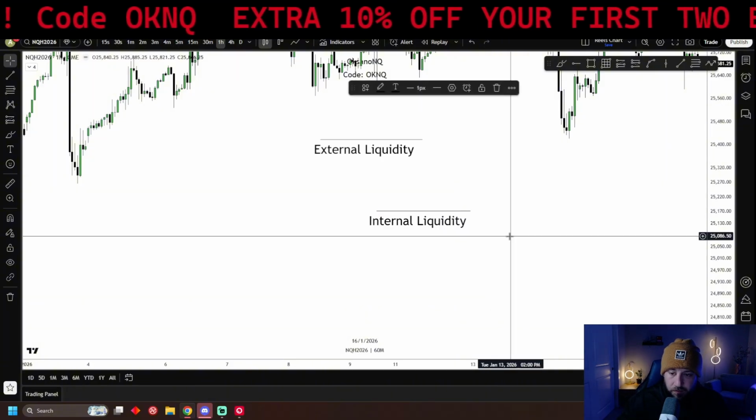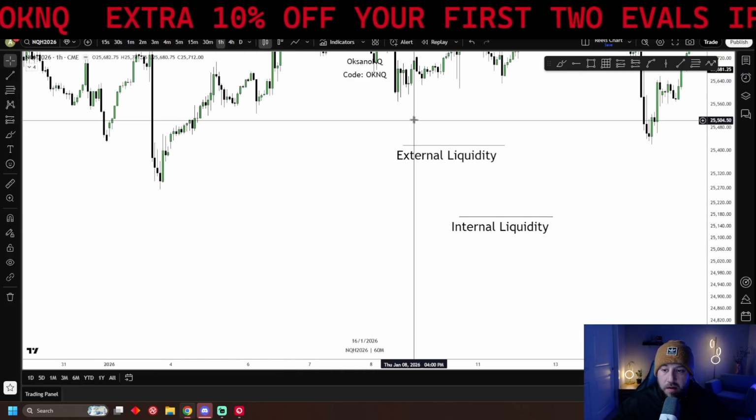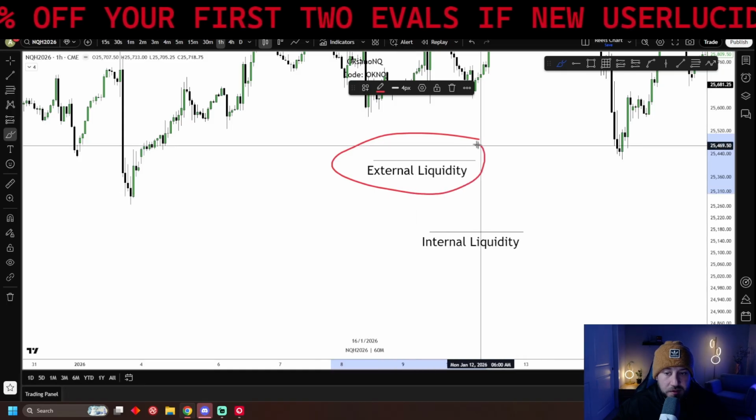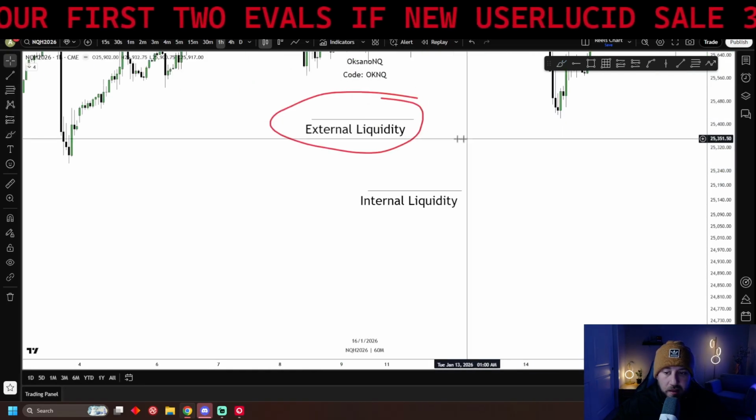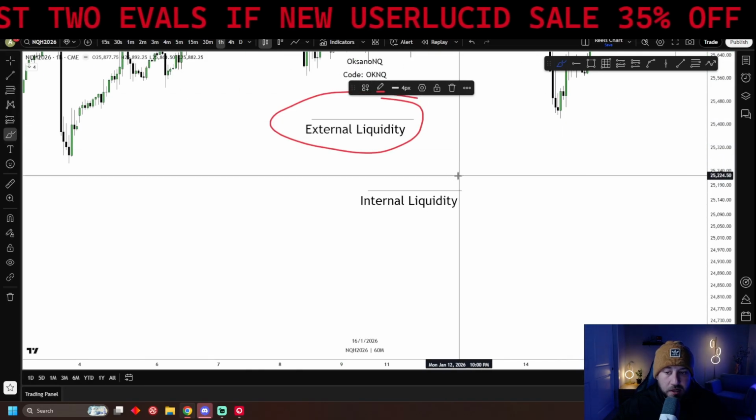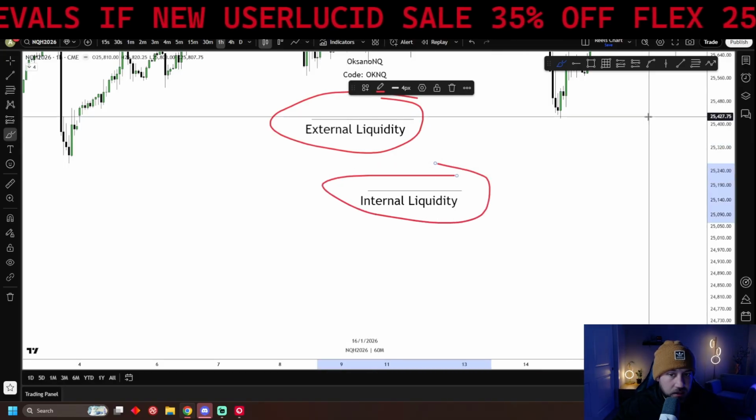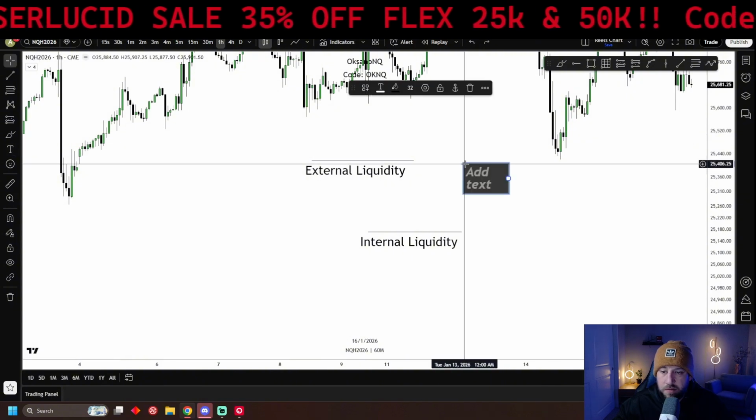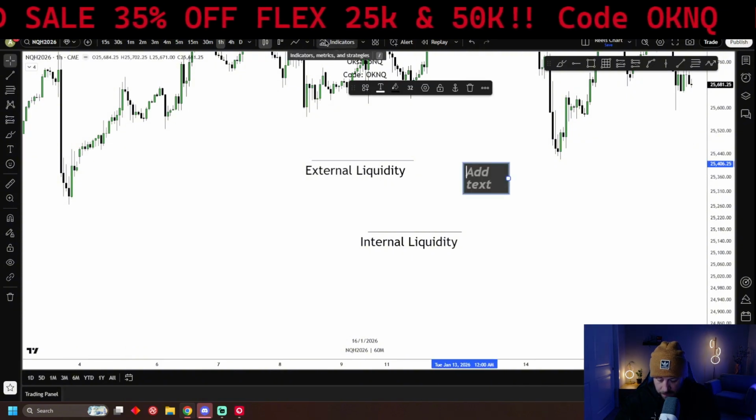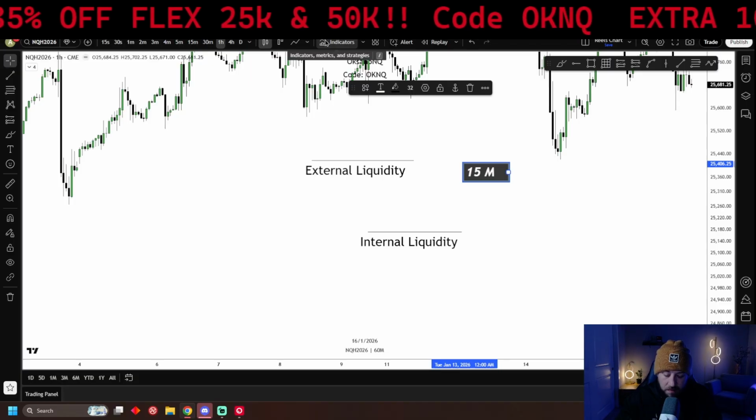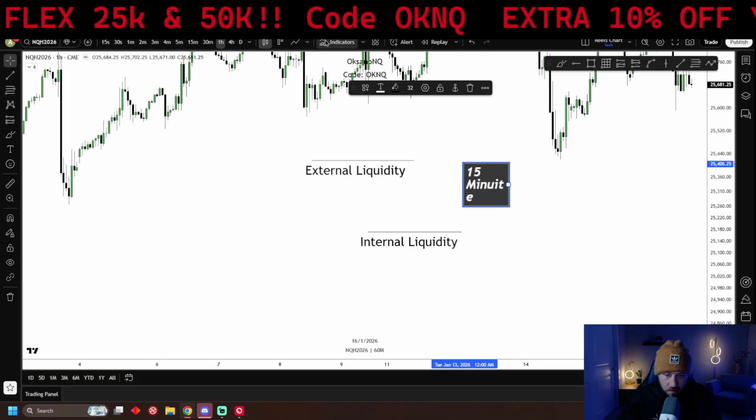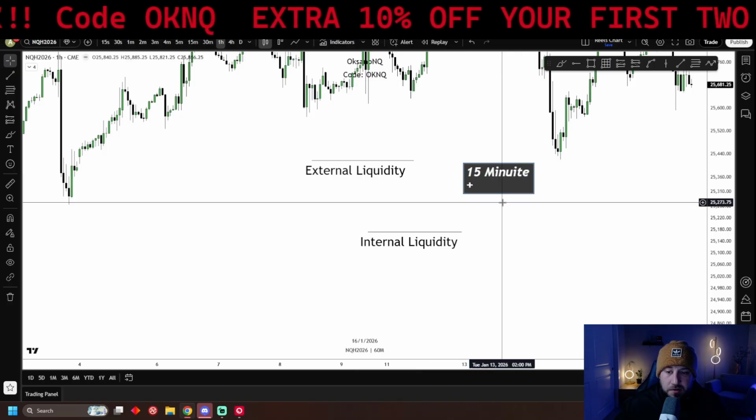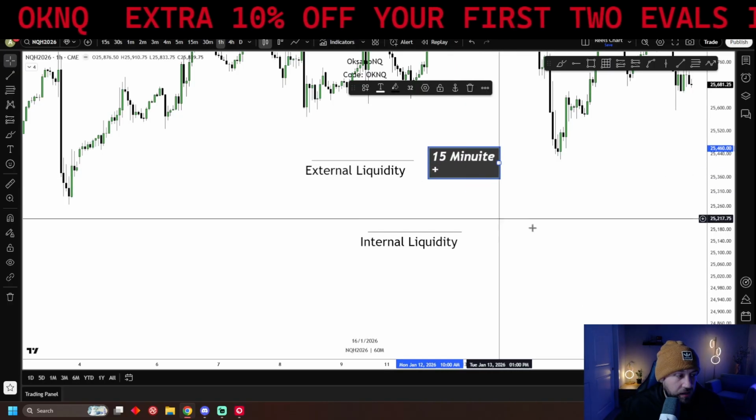So for me, I usually just label my external liquidities as my higher time frames, right? And then my internal liquidities will be lower time frame. So an example of that would be for external, probably 15-minute or above. So for my external liquidity, I'm going to be using the 15-minute or above.